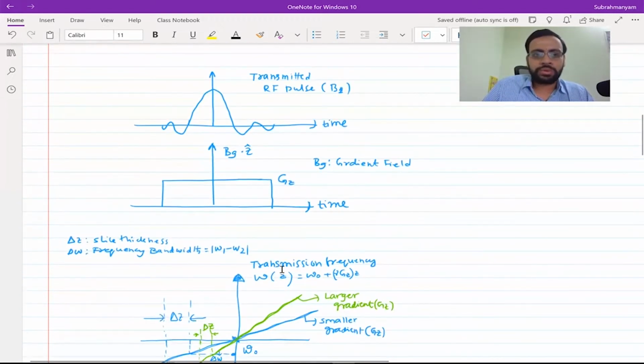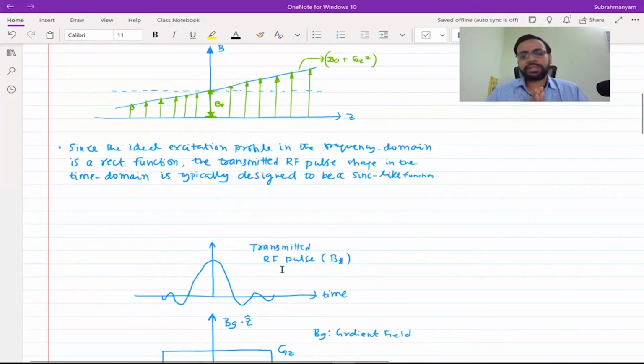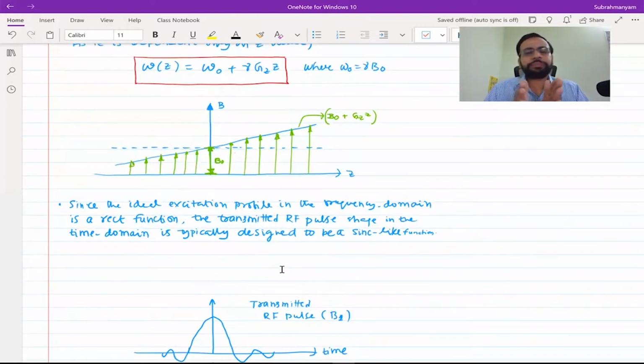Another important thing is, look at it this way. It's not exactly omega naught. There will be a small increment of plus or minus delta omega, within which this energy would be good enough. So there is always a tolerance within which it keeps responding, right? How do you get that?